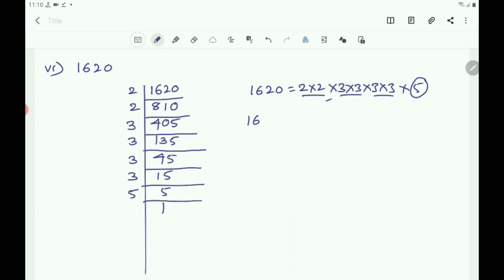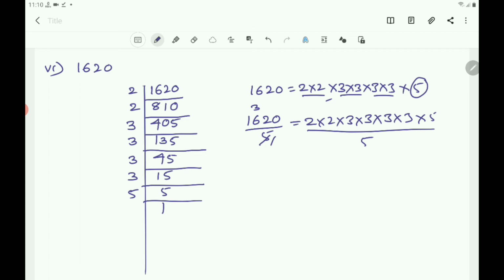So you divide 1620 by 5. 2 into 2 into 3 into 3 into 3 into 3 into 5 divided by 5. Then you will get 5 1s are 5, 5 3s are 15, 1 is remaining, 5 2s are 10, and 5 4s are 20. So you got here 324, and 5 cancels, that equals 2 into 2 into 3 into 3 into 3 into 3.